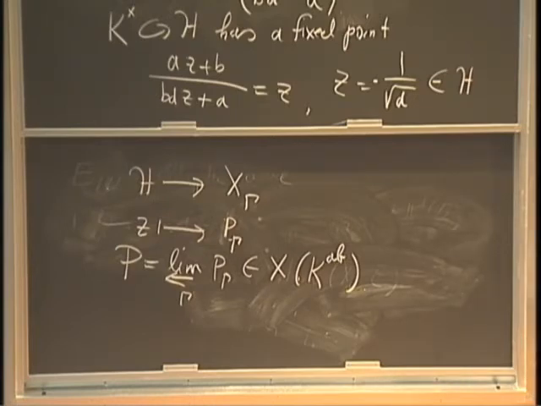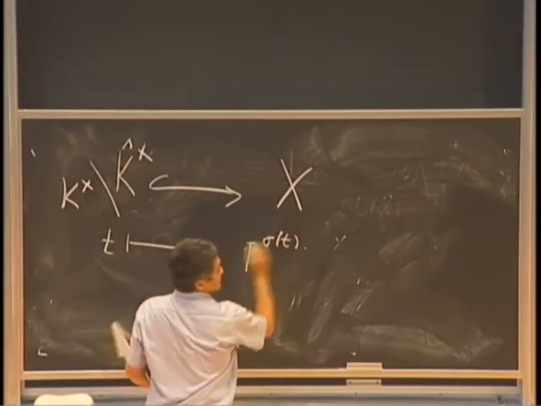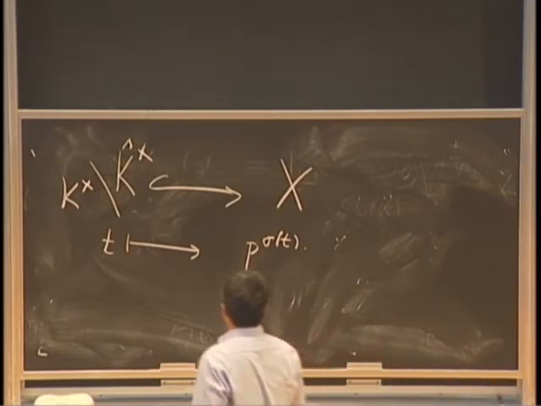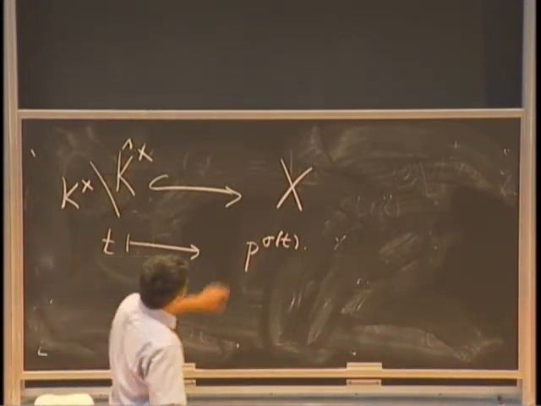Using these points, we can define an embedding from a torus to the Shimura curve. So we define this torus inside X by taking T to P to the sigma of T. The sigma, if I use this map, this is what we call the sigma, for example. So this is the Shimura curve.